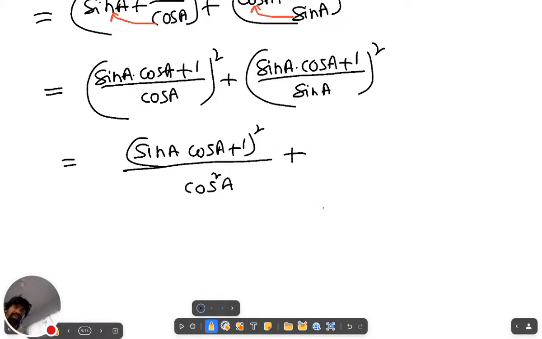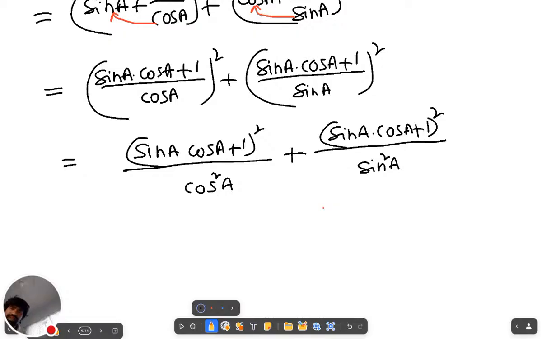Here also separate the square. Sin a into cos a plus 1 whole square whole by sin square a. So from the two terms we can take sin a cos a plus 1 whole square. Here also we have sin a cos a plus 1 whole square.